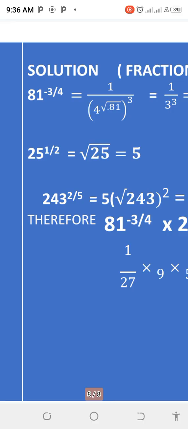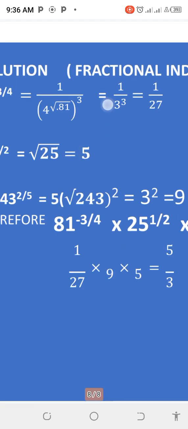Because the first one is a negative, 81 is raised to a negative fraction. So we take the reciprocal of the fraction. And that is 1 over the fourth root of 81 raised to power what? 3. Which is equal to 1 over the cube root of what? The third root of what? 3. This is equal to 1 over 3 raised to power 3, which is the same thing as 1 over what? 27.